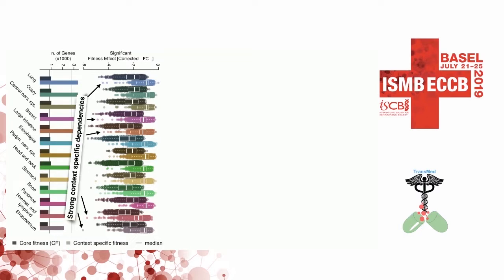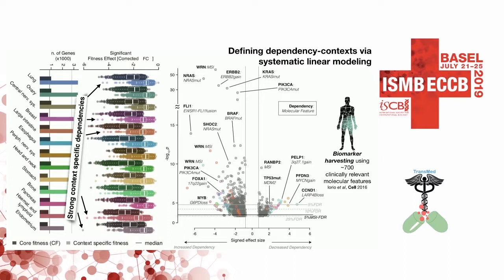But most importantly, there are these very interesting cases of genes that are context-specific essentials. So they kill really strongly, but only a very reduced number of cell lines. Those are the most interesting targets now. And the next question that we asked was how we can define the genomic context in which this gene seems to be so essential.